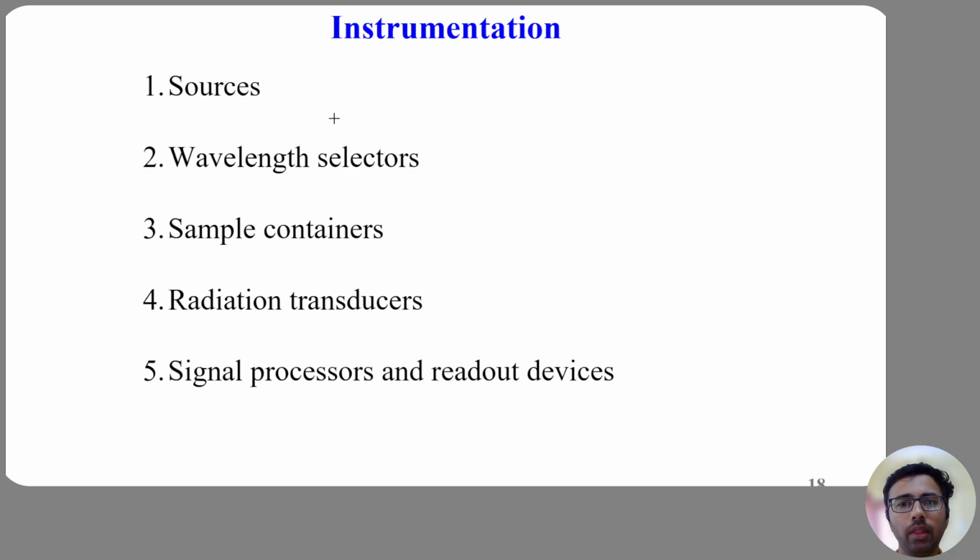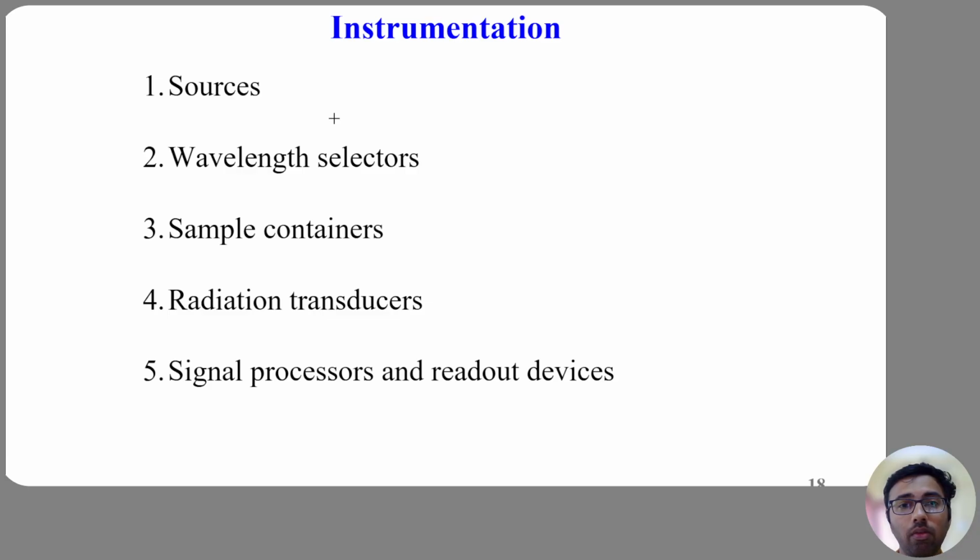Second, a wavelength selector. This may be a prism, a diffraction grating, or optical filters. Its purpose is simple: to isolate specific photon energies or wavelength. Third one is the sample holder. Typically a cuvette, it must hold the analyte without introducing unwanted absorption. And the fourth one is detector, also called a radiation transducer.